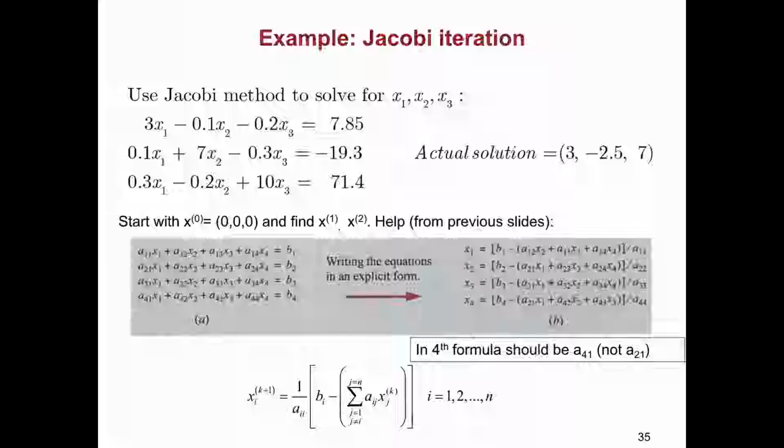Anybody has a calculator handy? I'm just going to leave it at 2.61. Okay. So x2 is, I plug in 0 and 0 into the second equation, so it's minus 19.3 divided by 7. And that is minus 2.